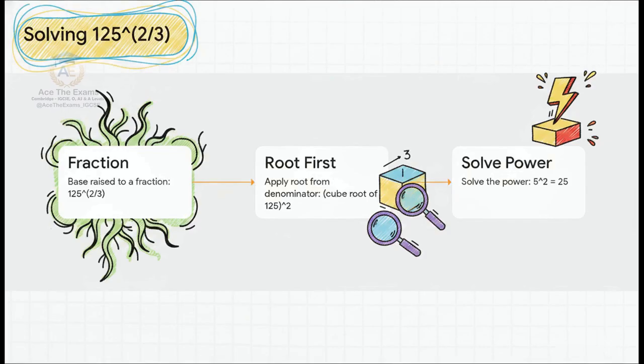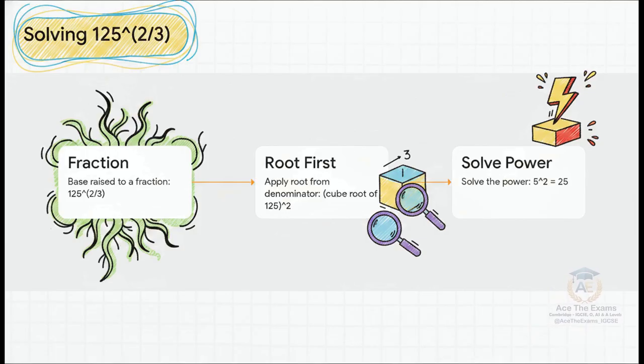Let's look at a slightly more complex one, where the top of the fraction is not 1. 125 to the power of 2/3. This is where we use our mathematics success blueprint, step-by-step logic. By breaking this down into 3 simple steps, taking the root first and then applying the power, even the scariest fractional index becomes totally harmless.